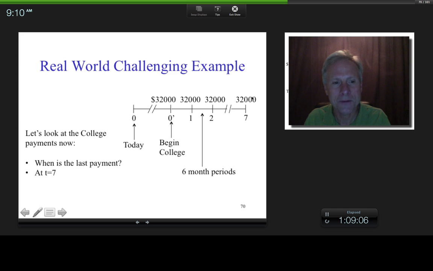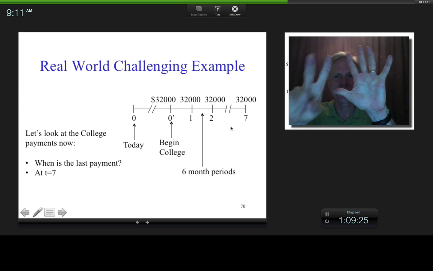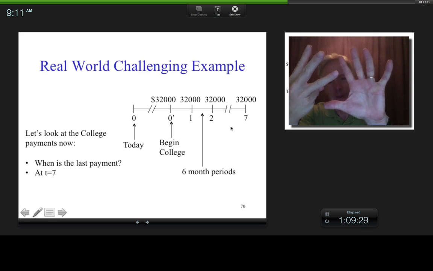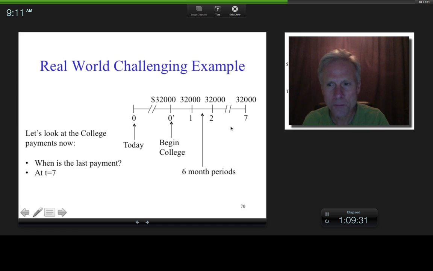So when is the last payment? Well, at time 7. Why is that? You're thinking, but there are 8 payments, right? Well, the first one begins at 0 prime. So there's 1, 2, 3, 4, 5, 6, 7 plus this one that's at time 0. You can look: 0, 1, 2, 3, 4, 5, 6, 7. How many fingers do I have held up? 8, right? So those are their payments.